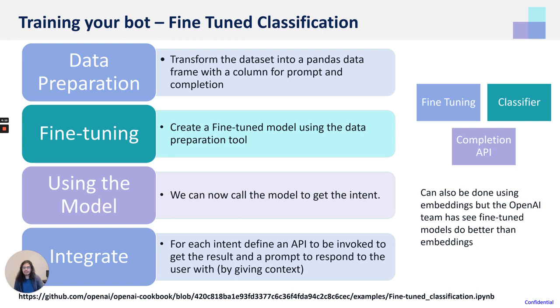As always, there's an example in the OpenAI cookbook called fine-tuned classification that goes through the steps we're talking about here. The idea is, first we do what we call data preparation, which is transforming the data set into a pandas data frame with a column for prompt and completion. The idea here is we're trying to determine the intent only. So think of it as creating a question and which intent it's for. If I ask, what's my vacation balance, the intent might be vacation balance.